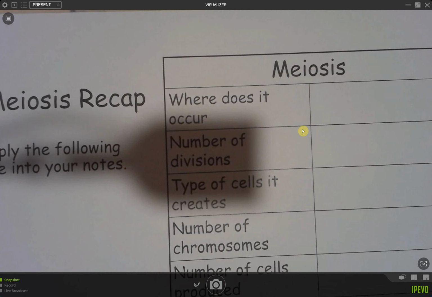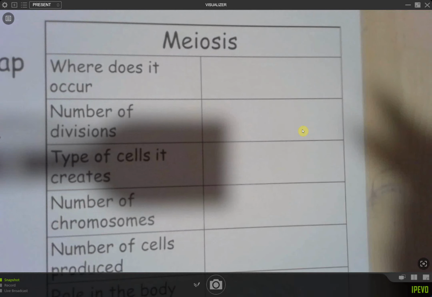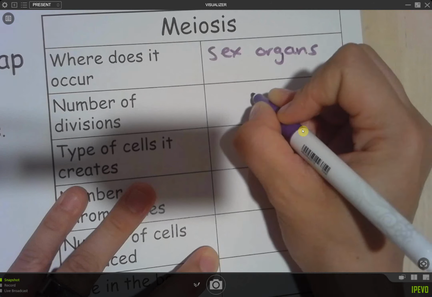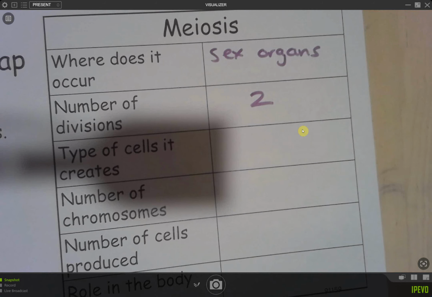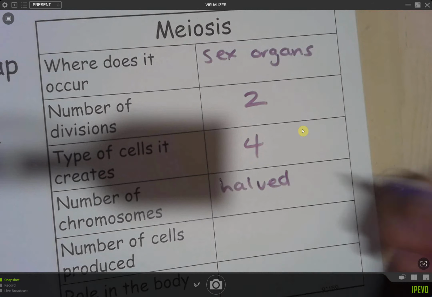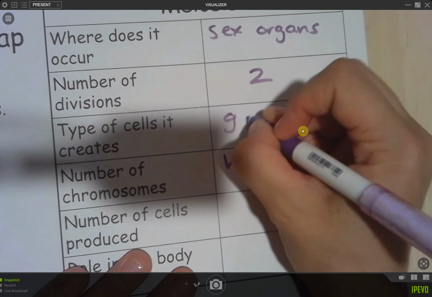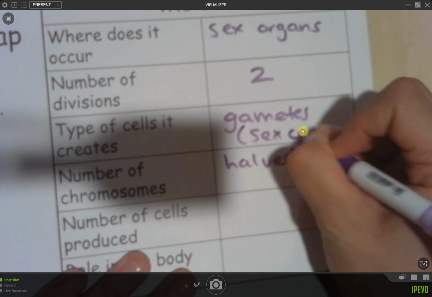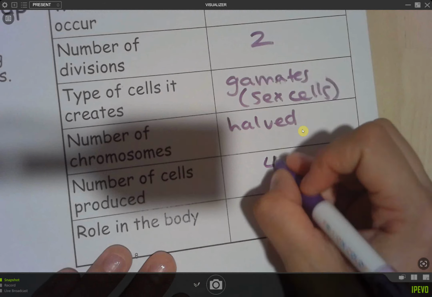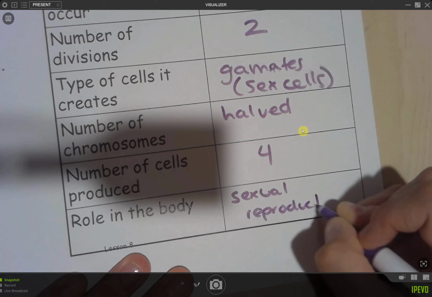And this is, again, a good comparison to what we were dealing with previously with mitosis. In this case, we're looking at meiosis. So where does it occur? It occurs in the sex organs, so testes and ovaries. Number of divisions, in this case, there are 2. So we have 2 cellular divisions. That's why we have meiosis 1 and meiosis 2. It creates 4 cells. The number of chromosomes is going to be halved. Types of cells it creates, my bad, is the gametes, which are your sex cells. Number of cells it produces is 4, and the role in the body is sexual reproduction.